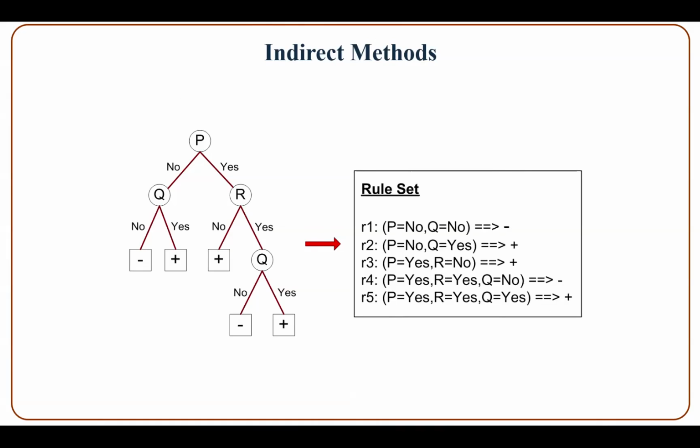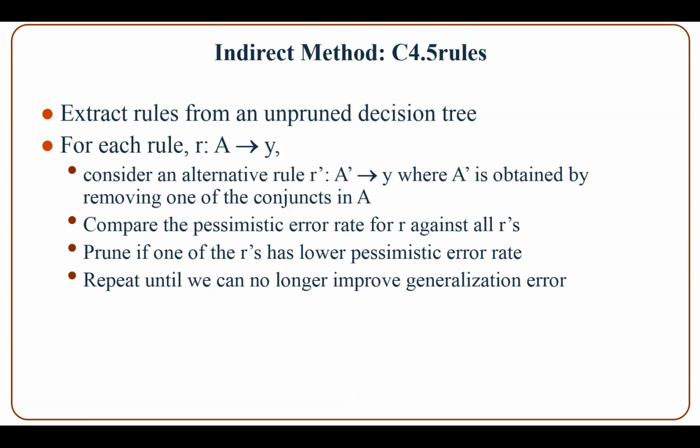In indirect methods, a rule set can be generated from a decision tree. Looking at the decision tree, it can be seen that 5 rules can be generated. For example, P is no and Q is no, then classify as negative. P is no and Q is yes, then classify as positive. P is yes, R is no, then classify as positive, etc. This approach is used by the C5.0 rules algorithm.